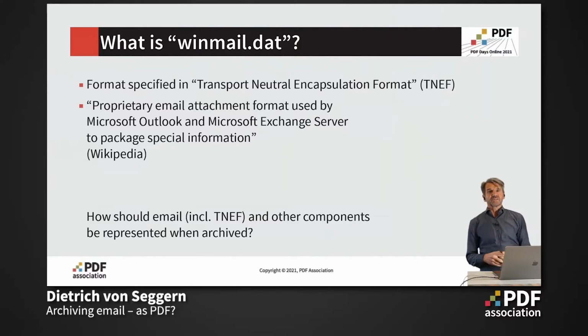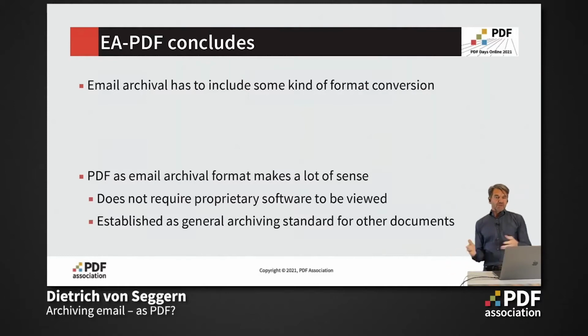When looking at it from an archivist standpoint, this is not nice. You have to have a strategy for how you would deal with this kind of attachment. How can you archive such a TNEF file in order to be sure that you can read it and that you have proper viewer technology in the future? The conclusion that the EA-PDF paper makes is that you need to do some format conversion. You need to work with attachments, you need to have a strategy for calendar invites, and a strategy for WinMail.dat files. So you need to do some format conversion when you're putting your emails into the archive. And if you're at that point, PDF actually makes a lot of sense.